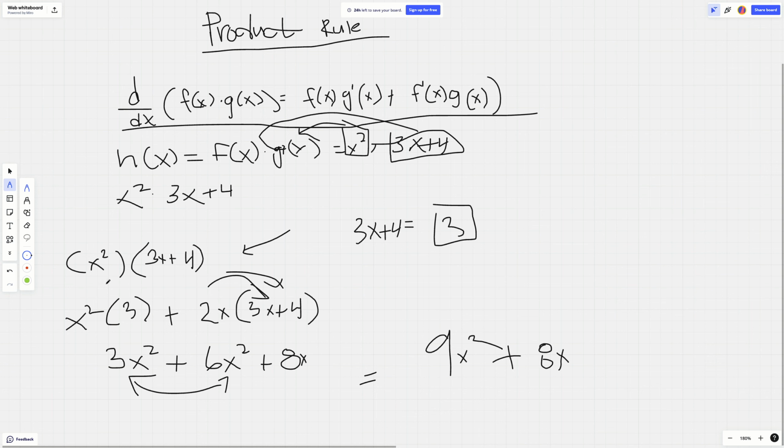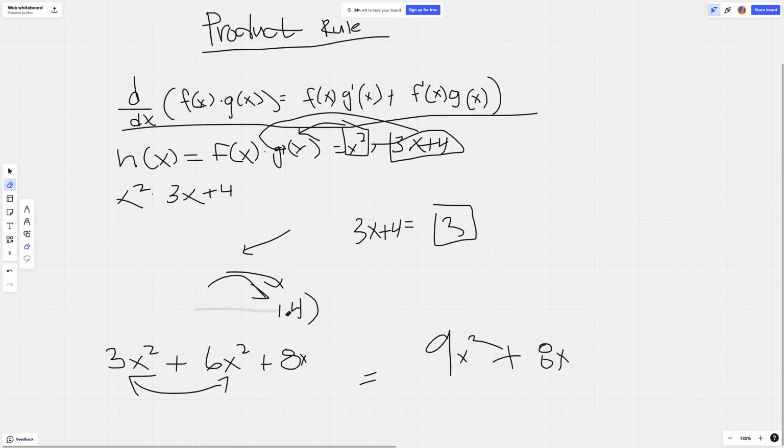Okay, so now that we've covered the product rule, let's move on to the final theorem that we're going to be discussing in this video. That's going to be the chain rule.